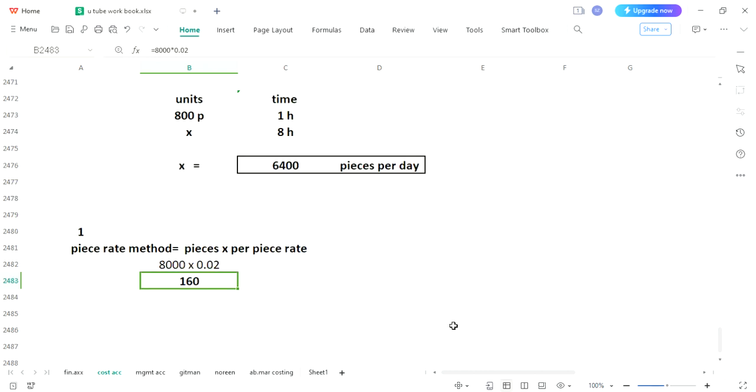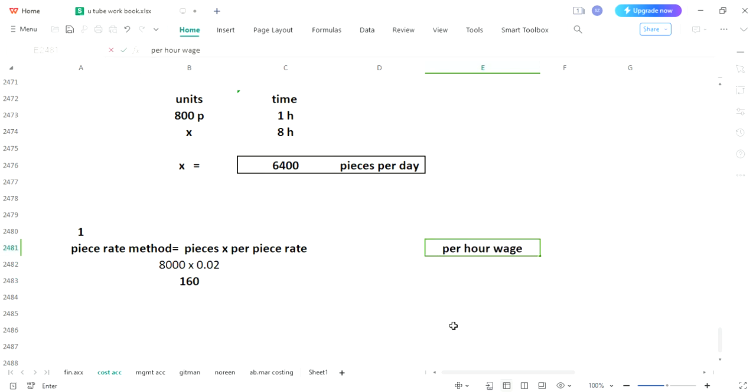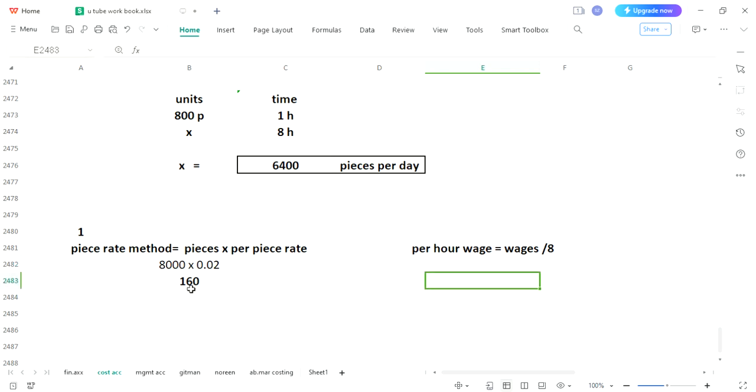The first answer is matched, and the second requirement is to calculate the per hour wage. How would we calculate? Wages earned would be divided by 8, the total hours in a day. The total wages calculated here is 160. So the direct formula is to divide by 8 for the per hour wage rate. You can do it, or let me demonstrate how. Wages per day, compared with hours.